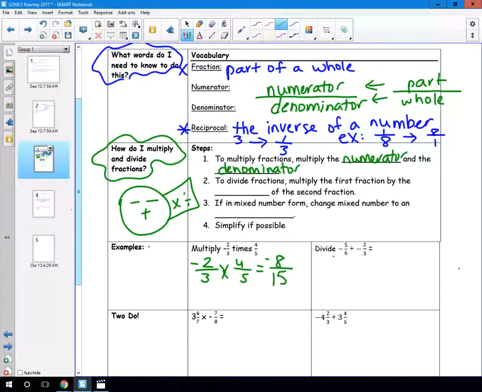Okay, let's talk about what you would do for dividing fractions. So step 2, or section 2, to divide fractions, you are going to change it to a multiplication problem, and you're going to multiply the first fraction by the reciprocal, there's that word we talked about, reciprocal of the second fraction.